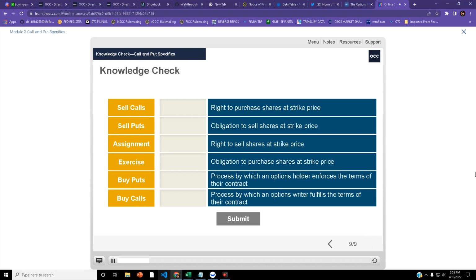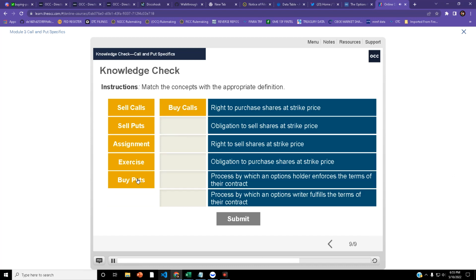Let's take a moment to make sure that you have understood some of the concepts we have covered so far. Match the terms and concepts on the left with the definitions on the right by dragging the terms to the appropriate definition.